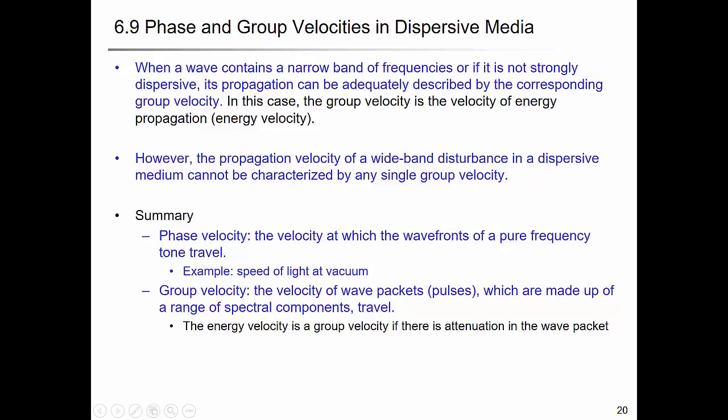When a wave contains a narrow band of frequency, or if it's not strongly dispersive, its propagation can be adequately described by the corresponding group velocity. So the group velocity is the velocity of the energy propagation, and that represents the whole wave packet. The propagation velocity of a wide band disturbance in a dispersive media cannot be characterized by any single group velocity. Summary: the phase velocity is the velocity at which the wavefronts of a pure frequency tone travel, and group velocity is the velocity at which the wave packet, made up of a range of spectral components, travels.